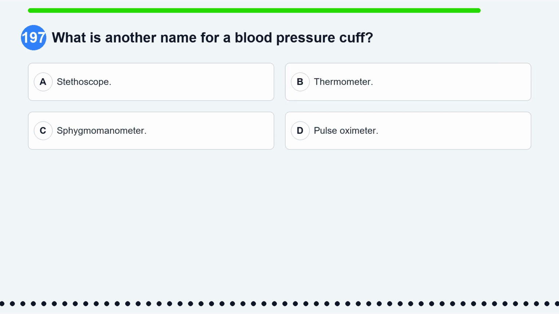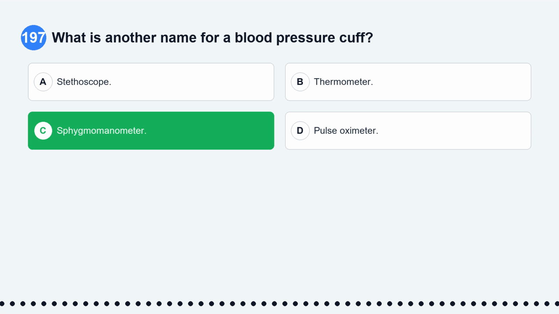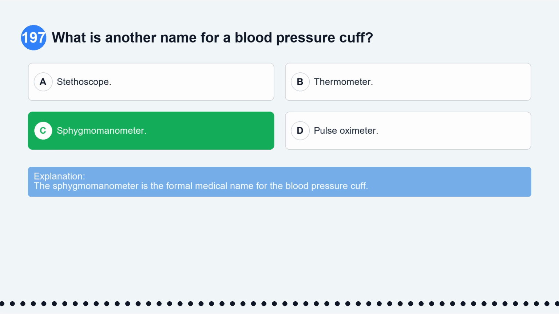Question 197. What is another name for a blood pressure cuff? Option A, stethoscope. Option B, thermometer. Option C, sphygmomanometer. Option D, pulse oximeter. The correct answer is option C, sphygmomanometer. The sphygmomanometer is the formal medical name for the blood pressure cuff.